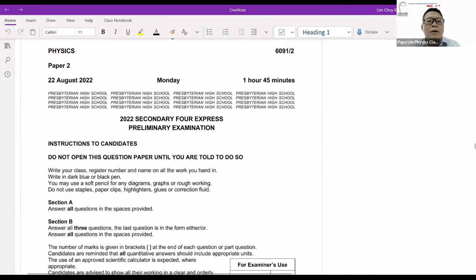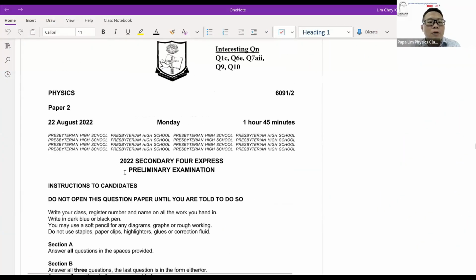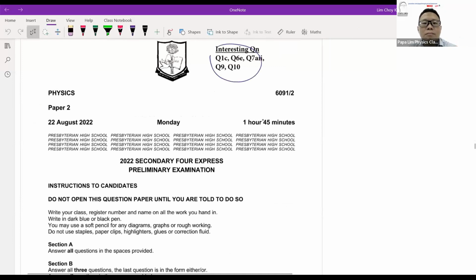Let's start with paper 2. The interesting questions here I actually highlighted in the question paper. So these 5 questions are actually quite interesting. Let's take a look at this.